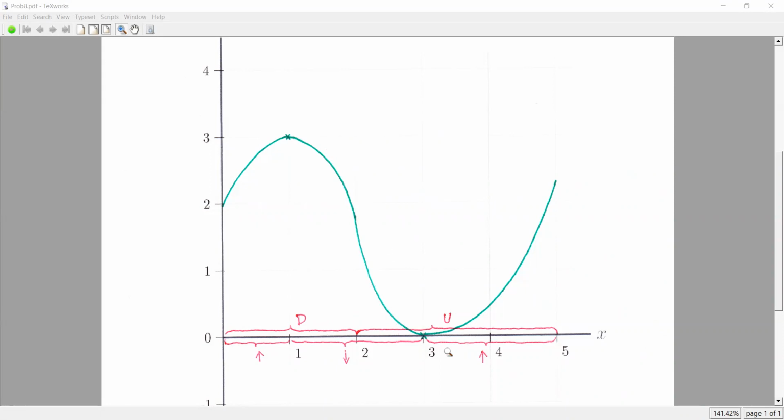The last piece is from 3 to 5. Over this interval, the graph is increasing and concave up. So the graph looks like this curve, increasing, concave up. This is a sketch of the function h that satisfies all the given conditions.